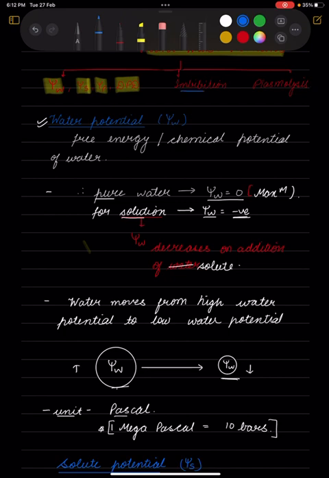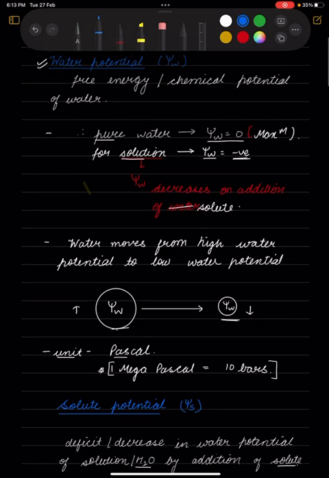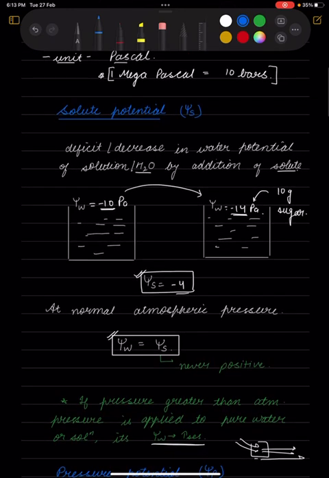So imbibition I have told you, and the plasmolysis. Nothing to remember in the water potential. It is basically the free energy of water to move. For pure water, it is 0. For a solution, if we add solute into it, it will become negative. The water moves from high water potential to lower water potential. Unit is Pascal. Solute potential is a decrease in the water potential of the solution by addition of solute. You can easily understand it by this example.